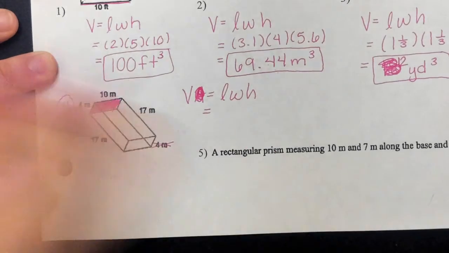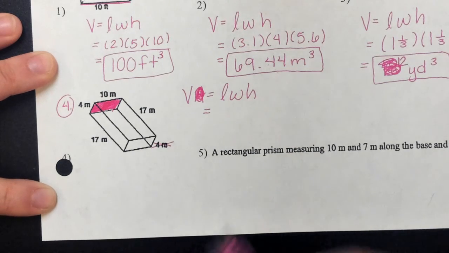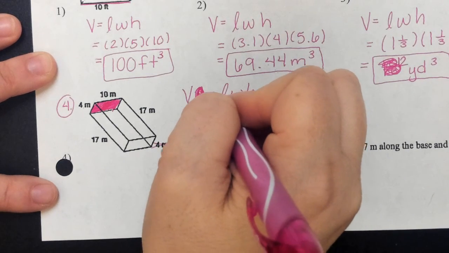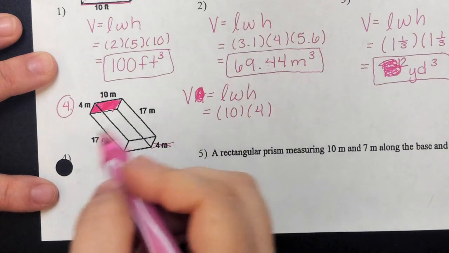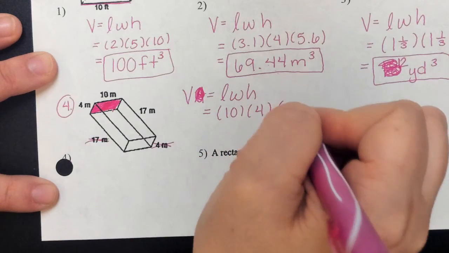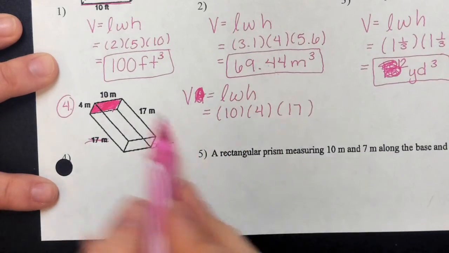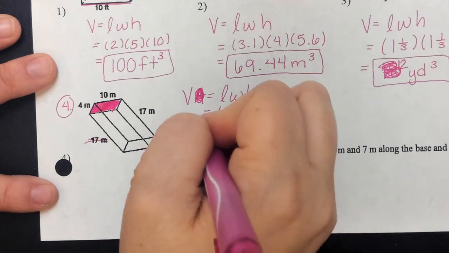So volume, length times width times height. Maddie, what is my length and my width going to be here? 10 and 4. And what's my height going to be? 17. Do I need both 17s? No, just pick one of them. The other one's just extra. So even on volume, they can give you extra numbers that you don't need. Does that mean I have to try to use all of them? No, just mark out the ones we don't need.